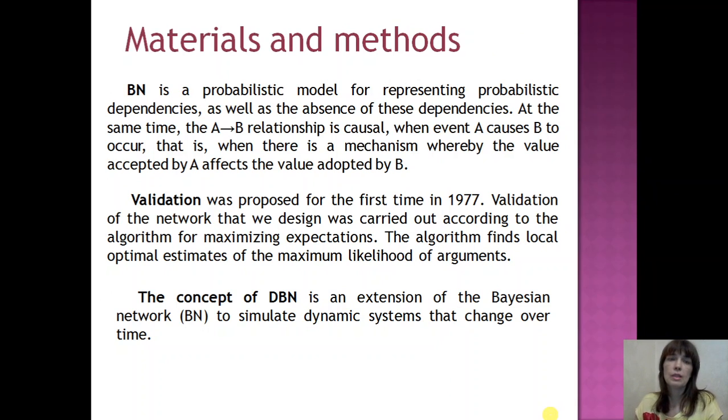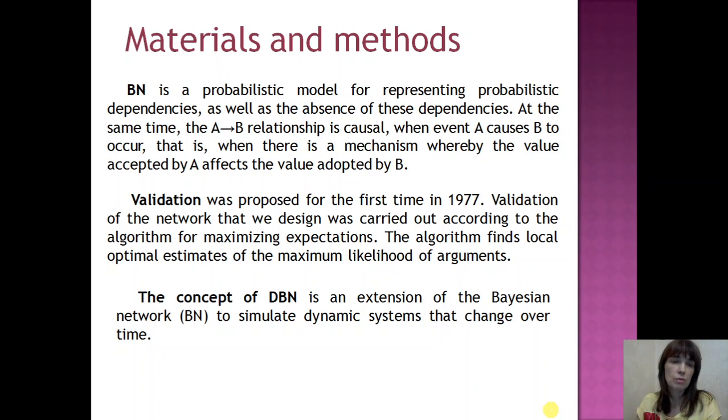Bayesian networks are a probabilistic model for representing probabilistic dependencies as well as the absence of these dependencies. At the same time, the relationship from event A to event B is causal when event A causes B to occur, that is, when there is a mechanism whereby the value accepted by A affects the value adopted by B.